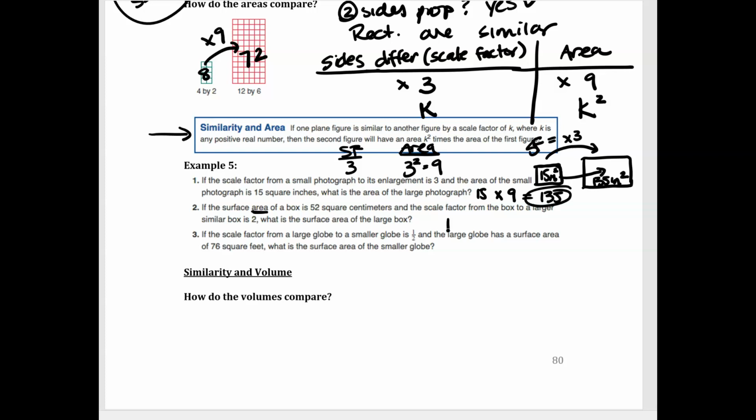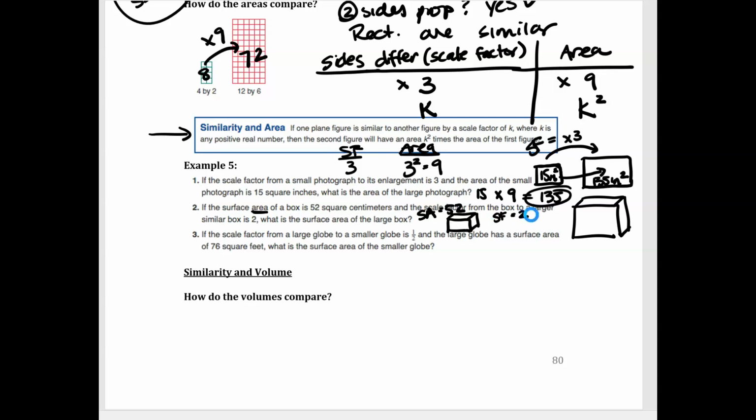So I'm just going to draw a box. If the surface area on this box is 52 square centimeters, and the scale factor from the box to a larger box is 2, so let's draw a larger box. So the scale factor is 2. What is the surface area of the large box?